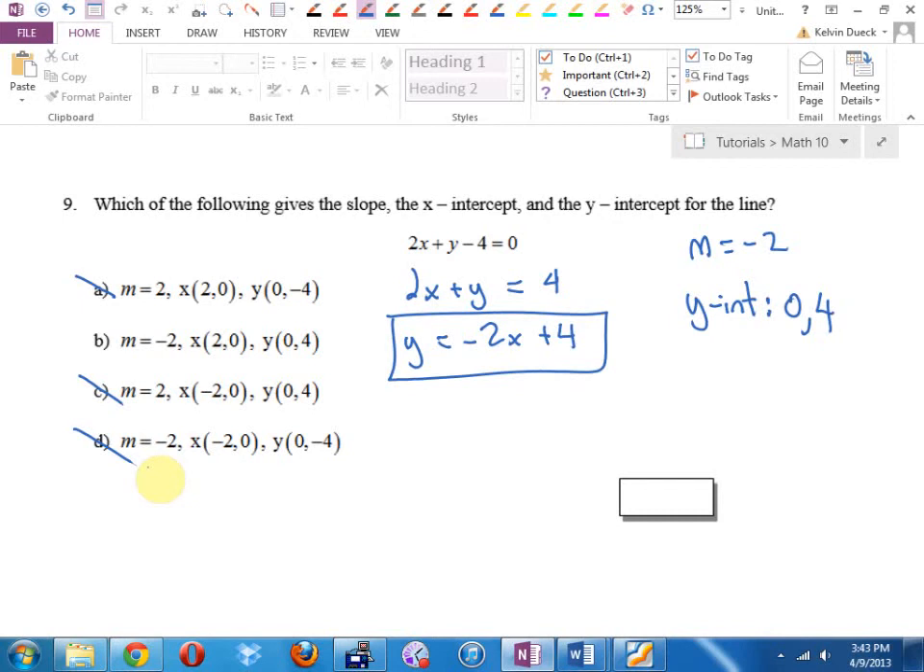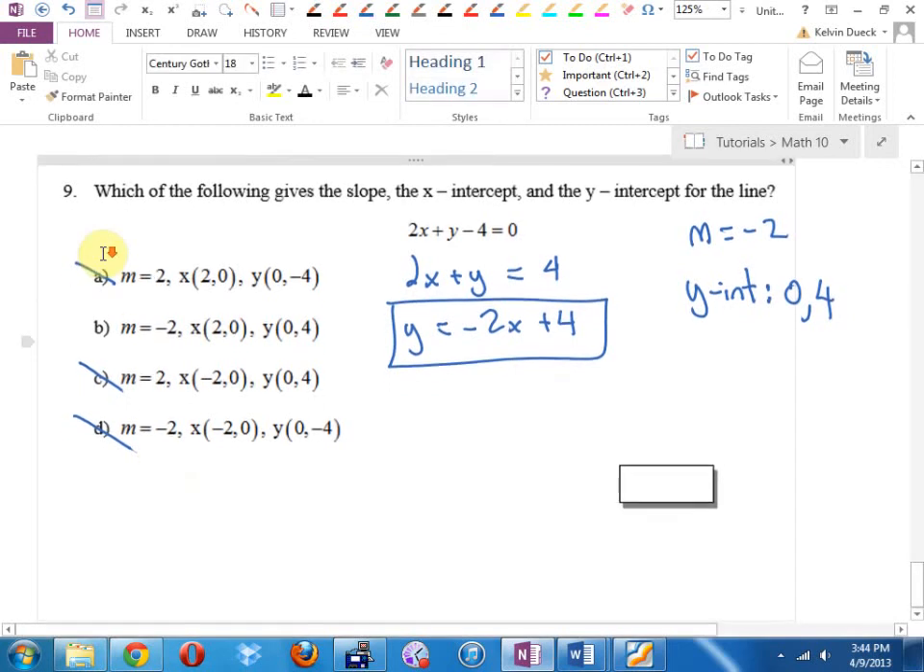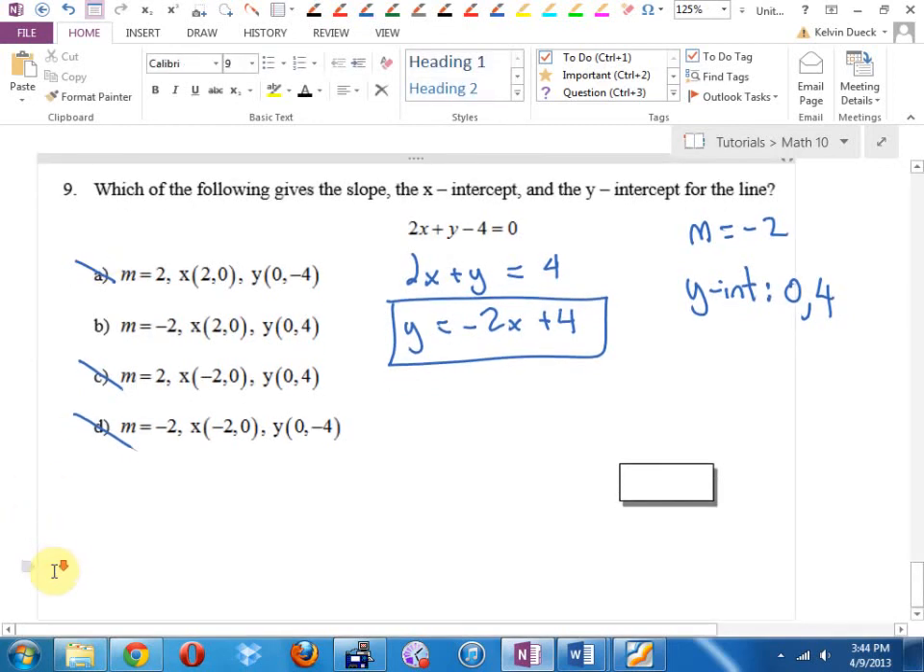How else could I gum this up? I could say, which of the following is perpendicular to? In which case, the slope that you're looking for would be positive 1 over 2. Otherwise, that's about it. Parallel to would be the same slope, which is kind of what we just did anyhow.